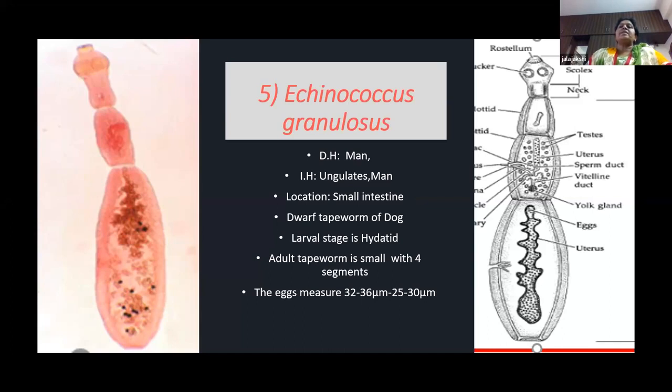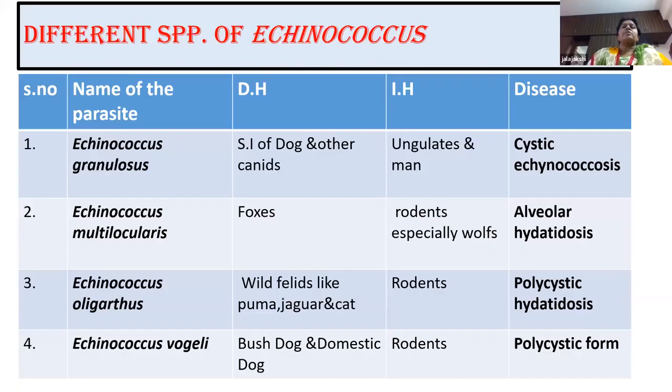The ovary is kidney shaped, and the genital pore is located near the middle of the mature and gravid proglottid. The gravid proglottid usually disintegrates in the intestine, and therefore only eggs will be found in the feces. They become immediately active, and adult worms are mainly located in the small intestine of man, dog, and ungulates. The larval stage is called hydatid, causing hydatidosis in small ruminants, sheep and goats.